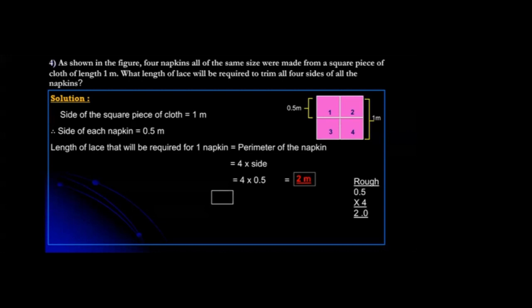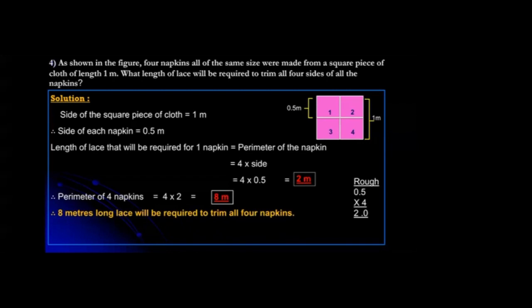See children, this is the perimeter of one napkin. We got the perimeter of one napkin, and we have to find out the perimeter of all 4 napkins. So if one perimeter is 2 meter, therefore the perimeter of 4 napkins will be 4 times 2. So 4 times 2 is 8 meter. Therefore, 8 meters of lace will be required to trim all 4 napkins.